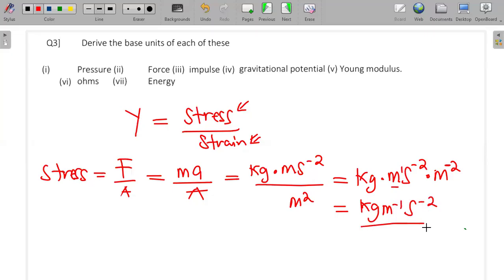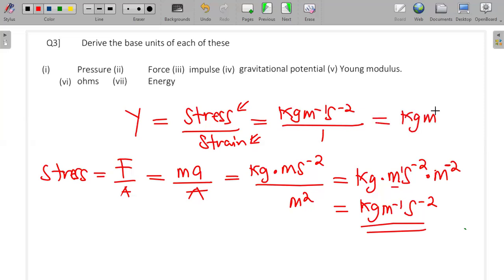Okay, so these are the units for stress. And then we said the strain is dimensionless. So I'm just going to write for the stress kg, m to the power minus 1, s to the power minus 2. And the strain is unitless or dimensionless, so I just put a 1 there. So I divide, and I still get kg, m to the power minus 1, s to the power minus 2. Okay, so those are the derived units for Young's modulus.